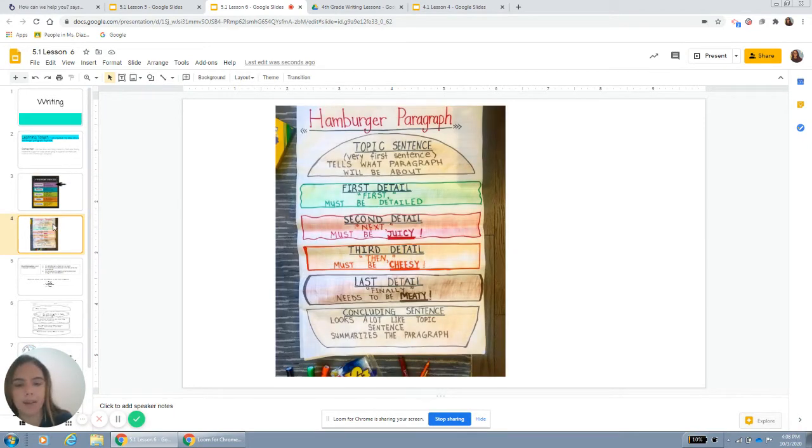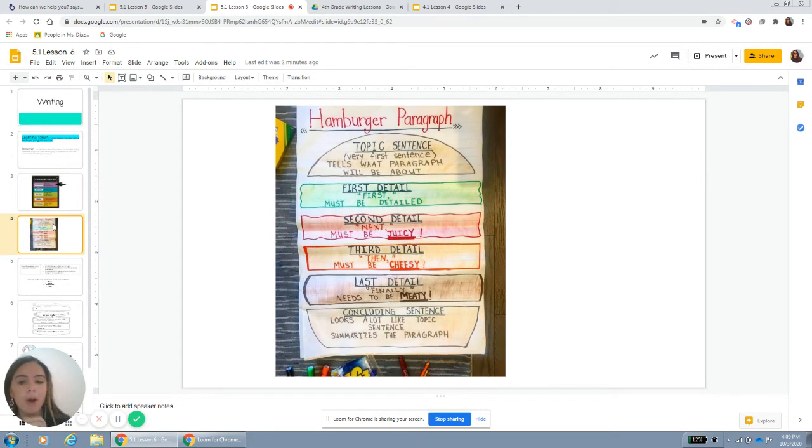So what is a hamburger paragraph? If you haven't heard of this before, it is just a way to remember how to organize a paragraph. Like a hamburger that has two buns, the top bun is where you write the topic sentence. It's the very first sentence and tells what the paragraph will be about. The last bread of the hamburger, the bottom bun, is the concluding sentence. It looks a lot like a topic sentence, but it retells everything, it summarizes everything you just wrote.